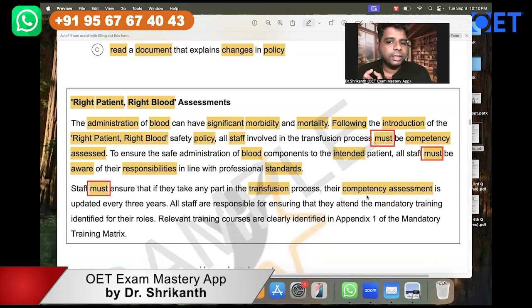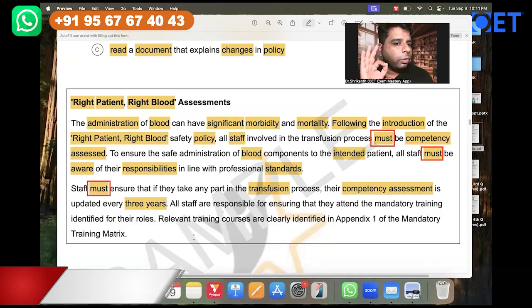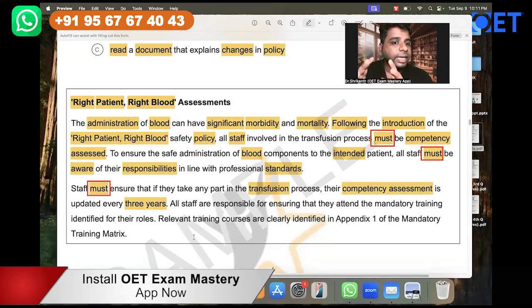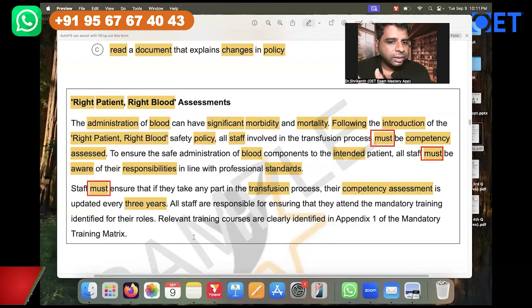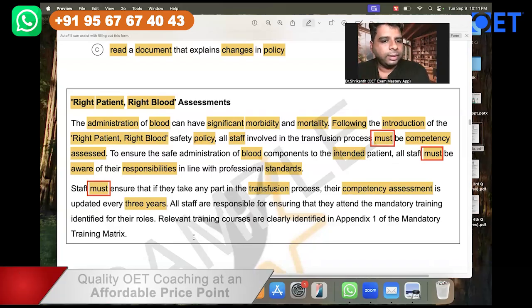Competency basically means their skill level. Their competency assessment is updated every 3 years. So that means the validity of their competency is only for 3 years. After 3 years, it will expire, and they have to renew their license. They have to once again write the examinations, do the theory and practical, and get a new license.